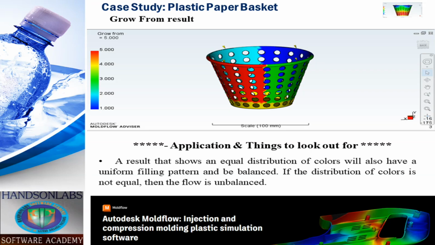This I explained during the real-time video while recording the analysis of the results of this waste paper plastic basket. I did mention that the sequential filling of these gates at these injection locations was done sequentially. It was not done haphazardly, with maybe two or three trying to fill at the same time. So this has to be well noted as an indicator, an application or thing to look out for as far as the growth from result is concerned. If the distribution of colors is not equal, then the flow is unbalanced. You should take note of that.